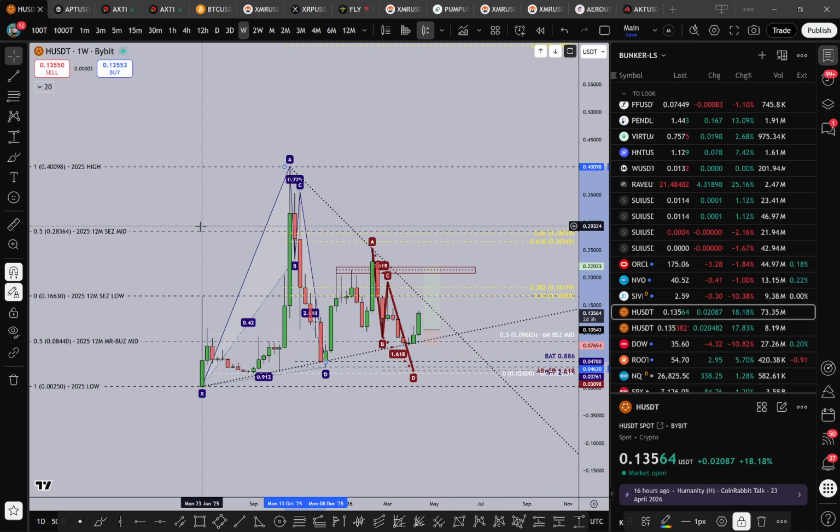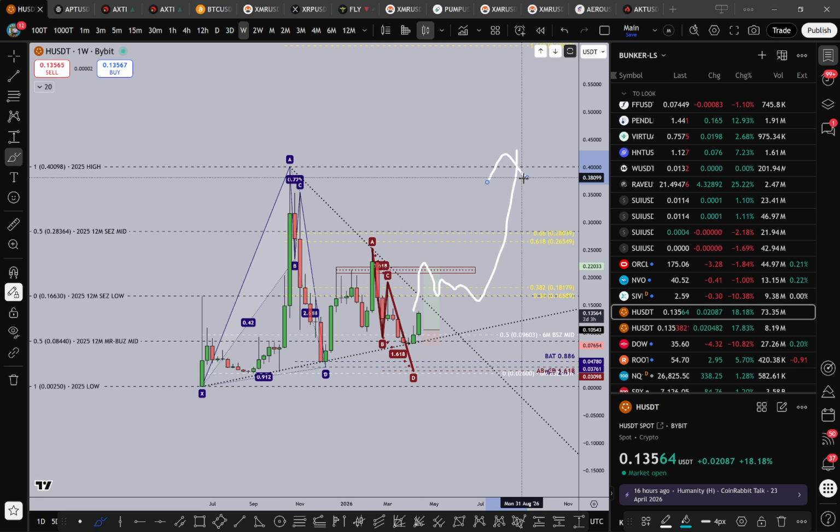And the next entry here is pretty simple. You go and flip this into support. If that happens, this thing can have a move towards the next set of highs.